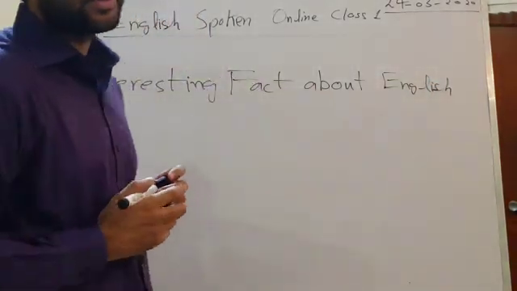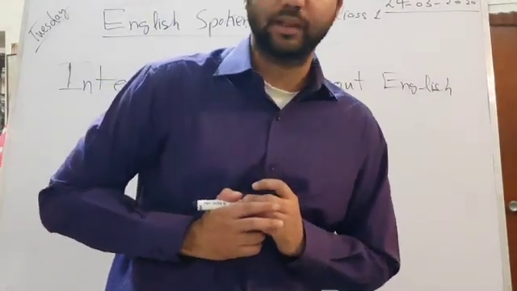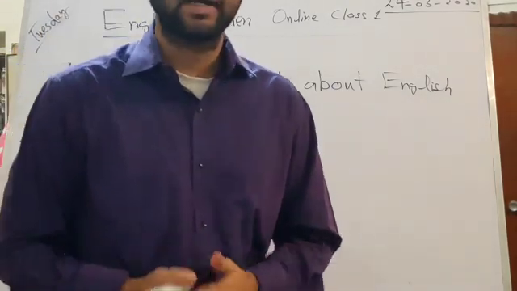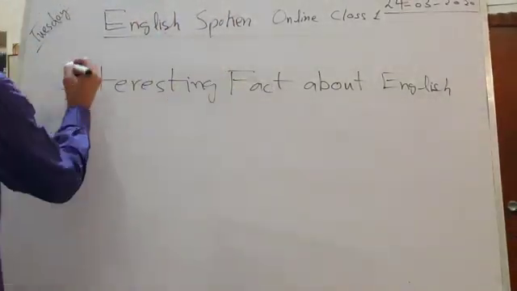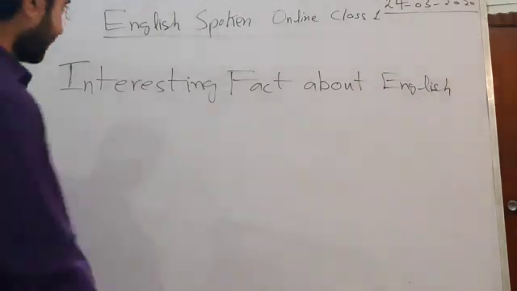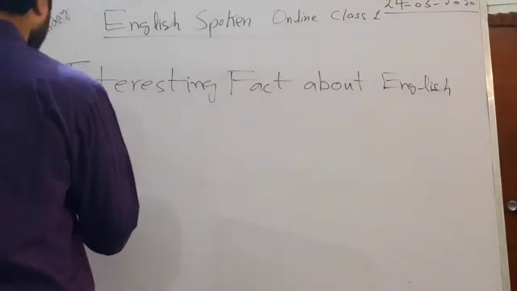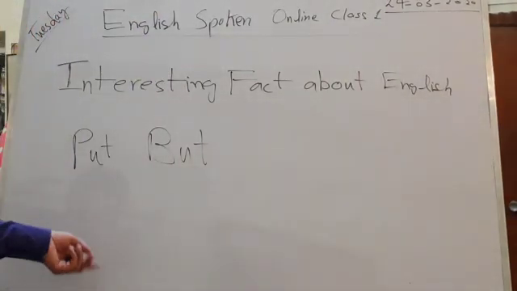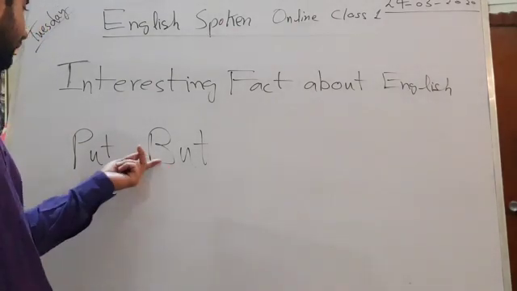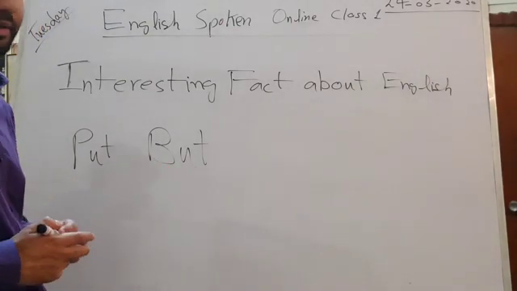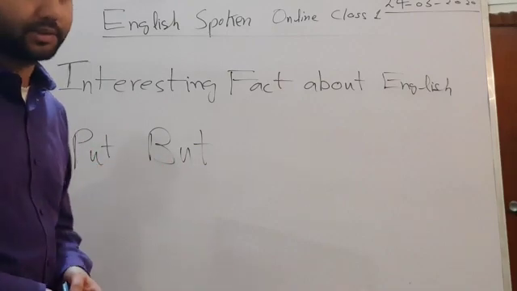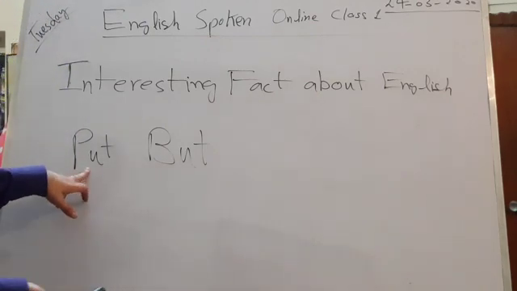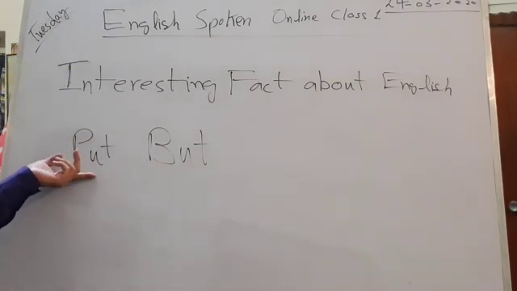An interesting fact about English is that it's not a phonetic language. You may be wondering what is meant by phonetic. For example, I'll take a word, put, and there is a word but. Put, but. P and B have similar sounds. T and T both have the similar sound. But when you say put and but, can you tell the difference? Yes, it's put. U sounds as O, put.